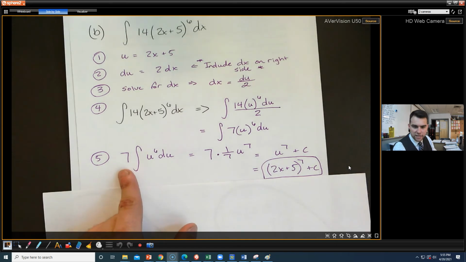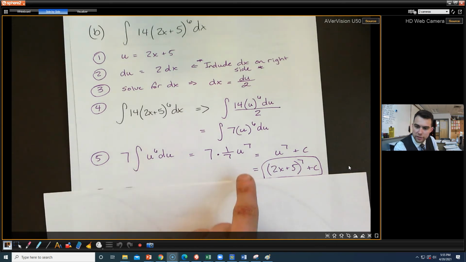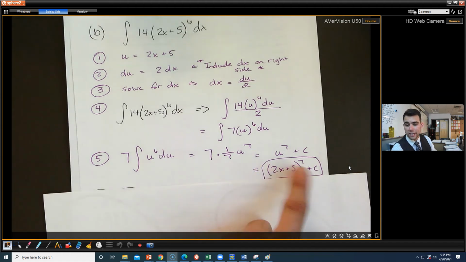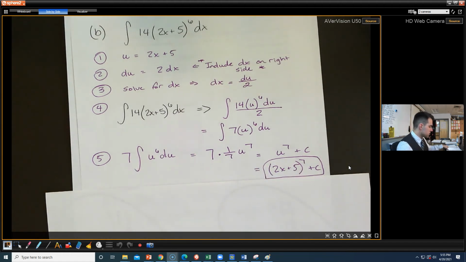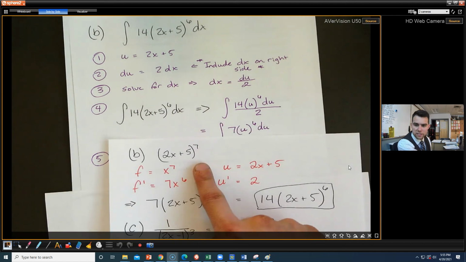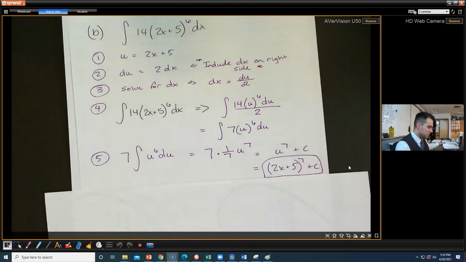So again, I pull the 7 out. I'm going to end up multiplying by 1/7 u to the 7th, so I get u to the 7th plus c, because it's indefinite. I replace u with my 2x plus 5, and yeah, that was our goal. We were trying to get back to that, and we did. Ha! Nice job.